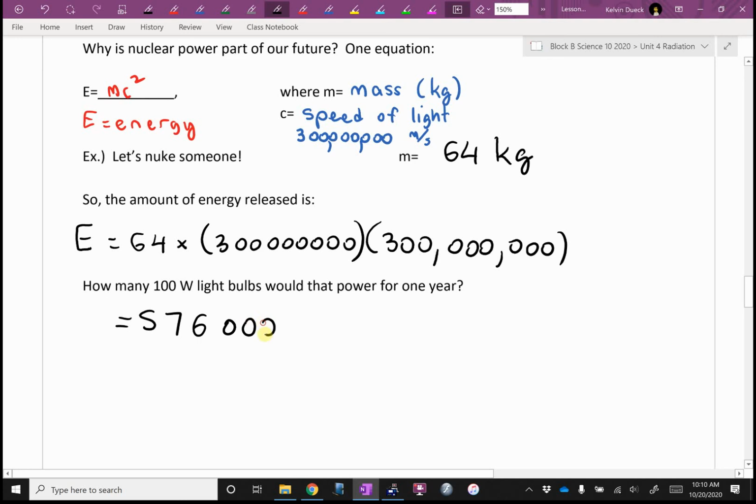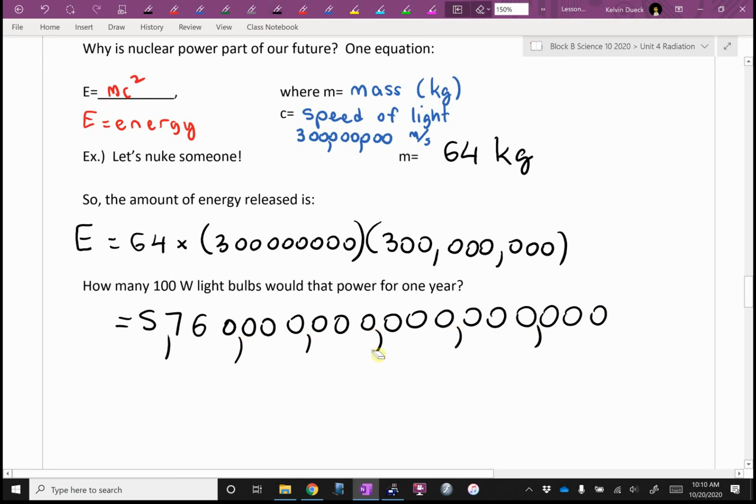1, 2, 3, 4, 5, 6, 7, 8, 9, 10, 11, 12, 13, 14, 15, 16. I think there is. I forgot about million, billion, trillion, quadrillion, 5.76 quintillion, since you asked. Wait, that's a word? And we measure energy in joules. Haha. Okay.